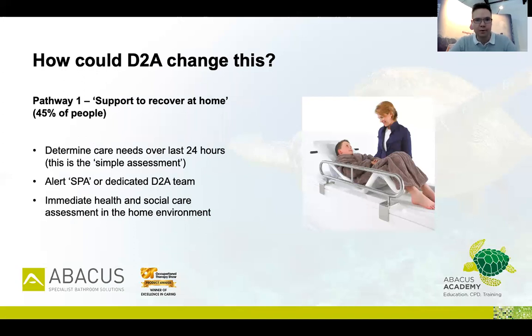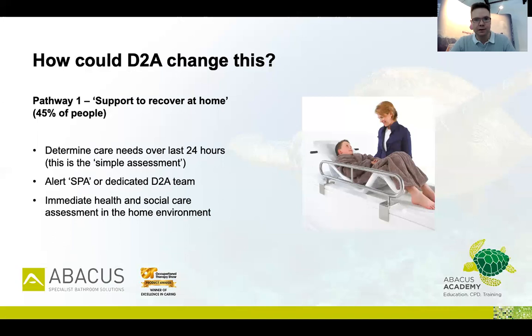Pathway 1 is to support to recover at home, which is the 45% of people that I previously mentioned. Determine care needs over the last 24 hours of admission through simple assessment, but that doesn't mean you just get involved within the 24 hours. It means the 24 hours prior to the person needing to be discharged. What is the feedback from the MDT about what that person's needs are? It might be that that's predominantly nursing. It might be that's predominantly physiotherapy. It might be that it's a mixture of everything. But we've got an opportunity to share what that person's occupational needs are, and not just from a handover. It's building up to that.